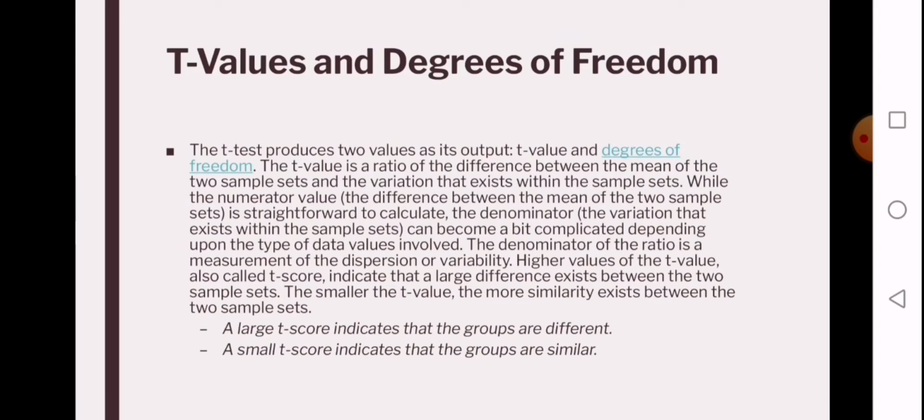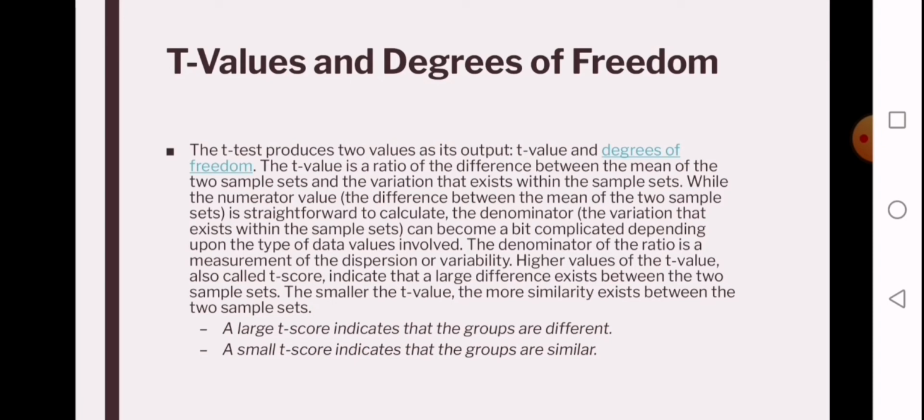T-values and degrees of freedom. The t-test produces two values as its output, the t-value and the degrees of freedom. The t-value is a ratio of the difference between the mean of the two sample sets and the variation that exists within the sample sets. While the numerator value is straightforward to calculate, the denominator can become a bit complicated depending upon the type of data values involved. The denominator of the ratio is a measurement of the dispersion or variability.